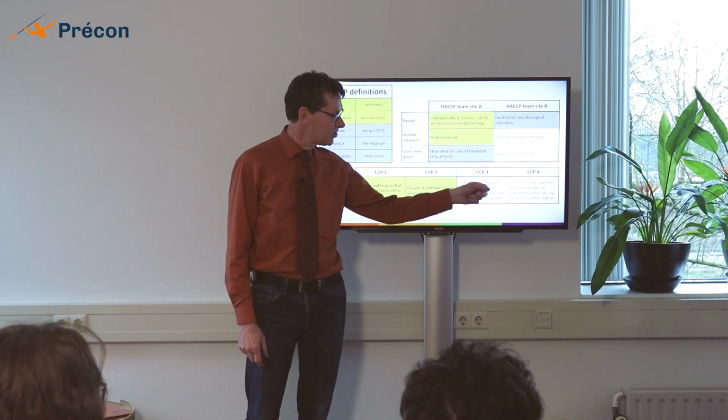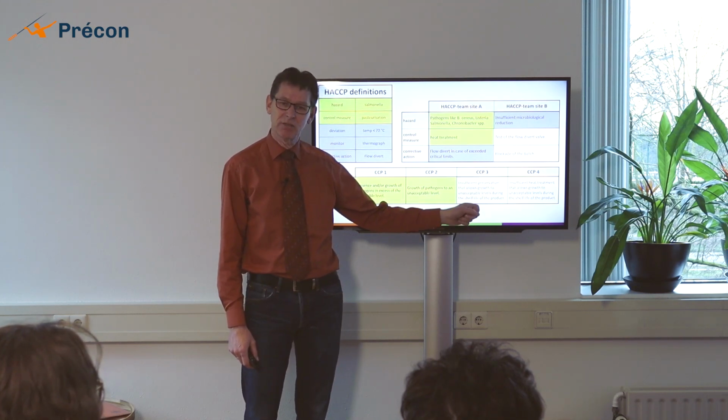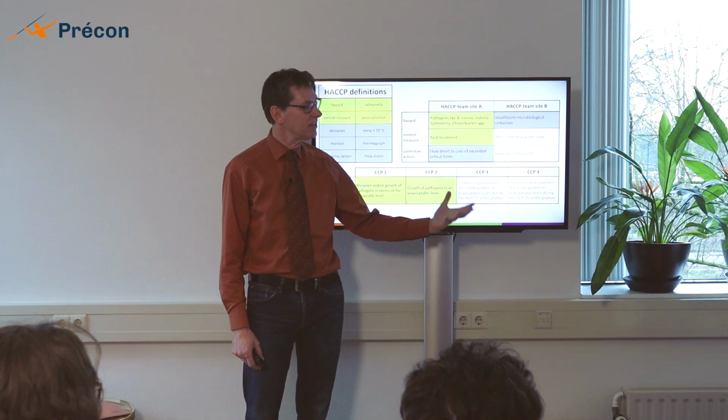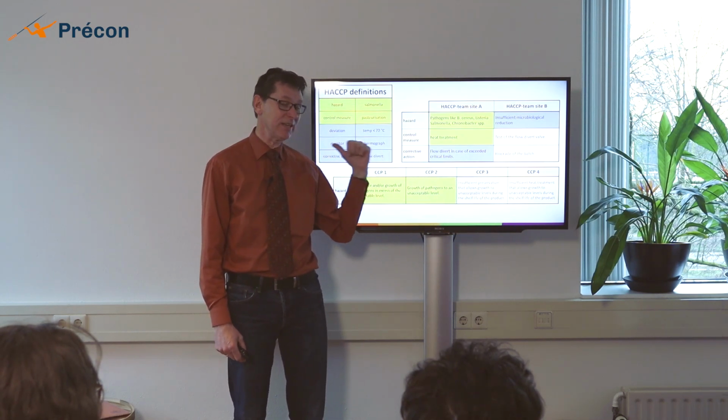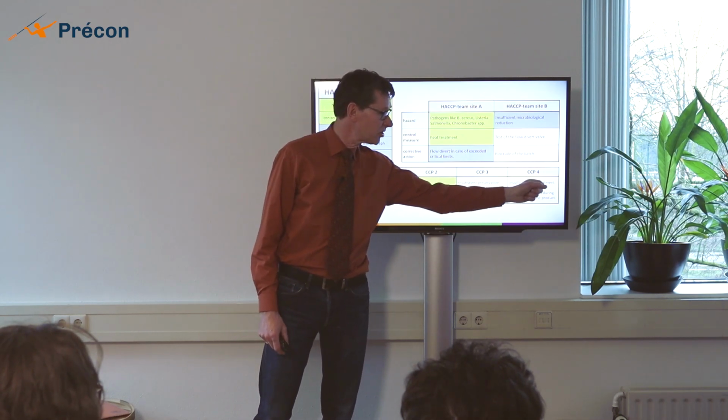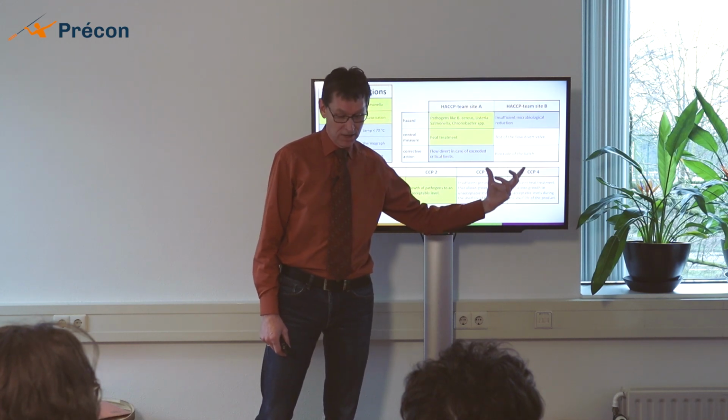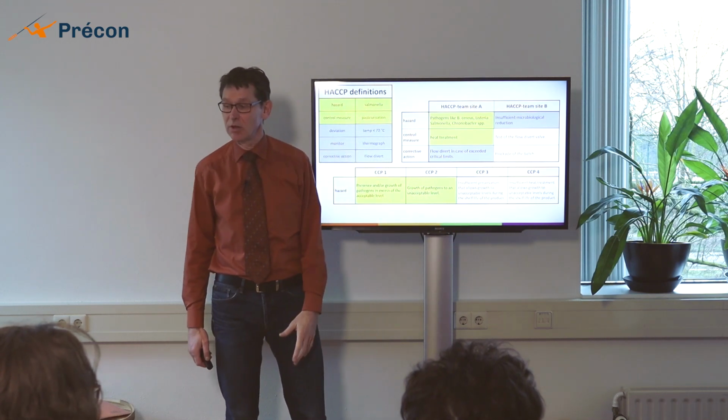Insufficient preservation is not a hazard, it's a deviation. The control measure is preservation and insufficient preservation is a deviation. Heat treatment is a control measure and insufficient heat treatment is a deviation. So here's the same mistake within one company. So within one concept of HACCP, they make mistakes.